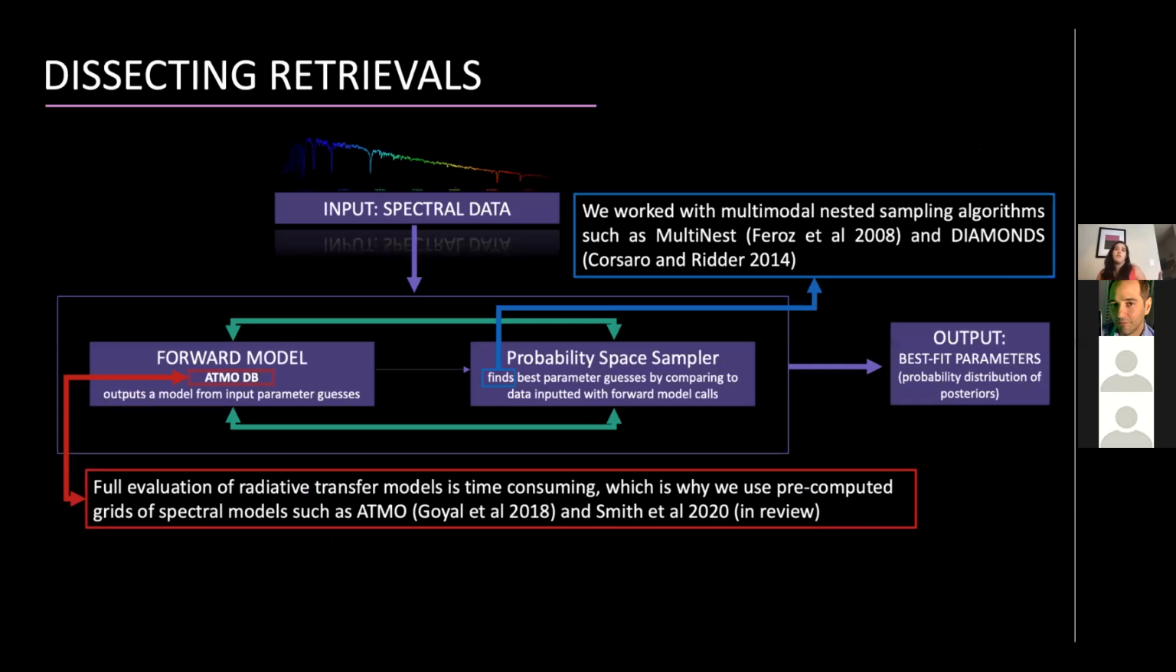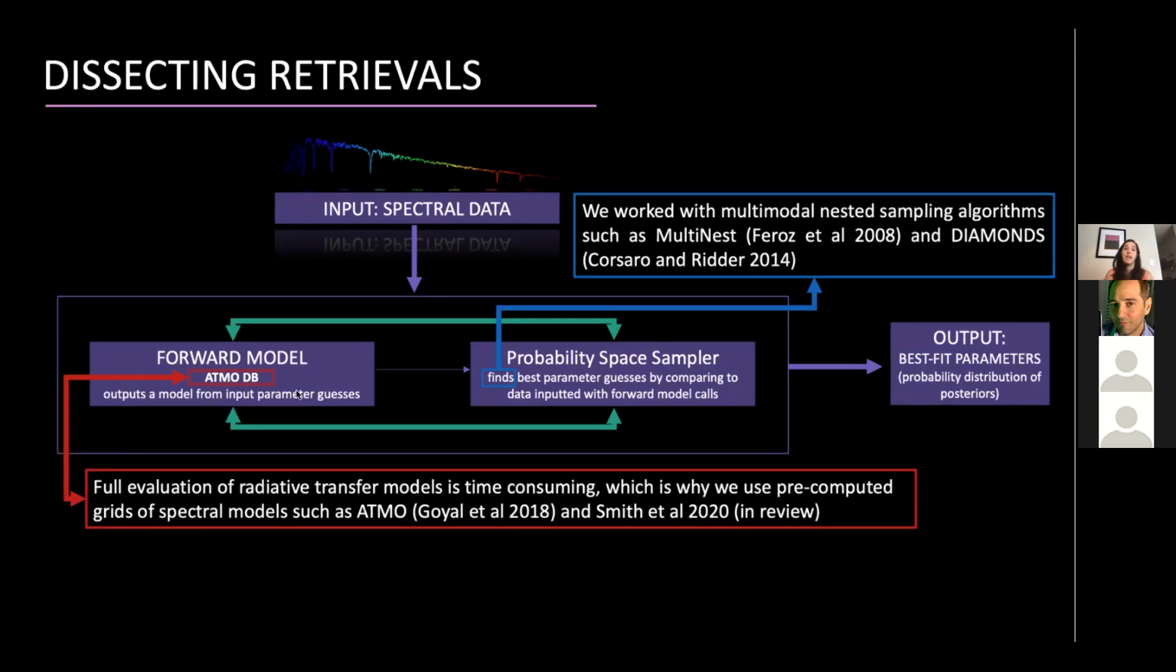So what is a retrieval? Right here is just a very simplified graph of what a retrieval looks like. We take in our spectral data, and with the samplers, we run a set or a combination of parameters. And when we run a set or a combination of parameters, we run it using the forward model. What the forward model does is it outputs what the data might look like with the combination of parameters that the sampler posed.